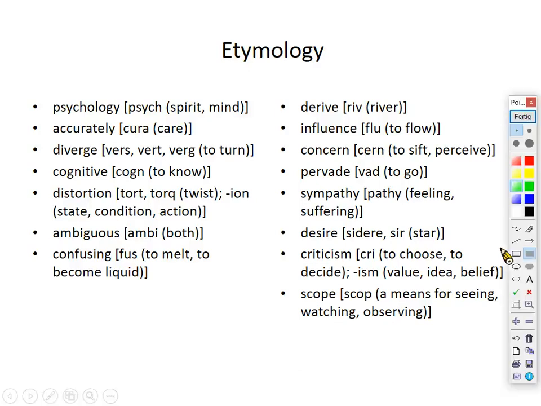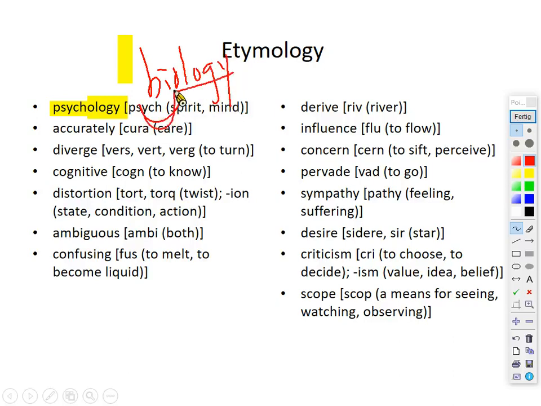etymology here. Psychology, let's look at the psych. Psych means spirit or mind, right? So if you identify someone as a psycho, that is a crazy man, right? And ology means the study of something. So we have biology, for example, the study of life, bio life, right? And how about geology? Geo means earth. So geology is the study of the earth.